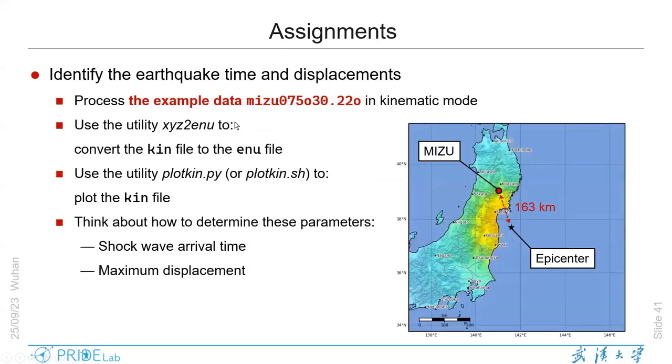And another task is a bit more challenging but more scientific. It is to process different example data, which is also in our shared folder. This data recorded a seismic wave from the 2022 Fukushima earthquake. You can process this data in kinematic mode and convert the results to a local reference frame using the utility XYZ to ENU. Then you can plot the result files and try to find the arrival time and the maximum displacement of the seismic wave. All right, that's all for the homework.